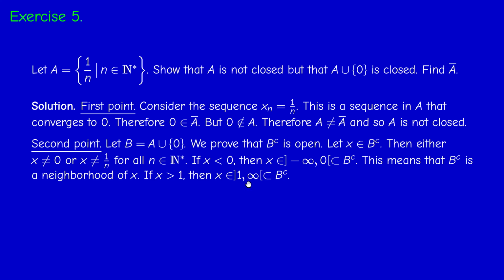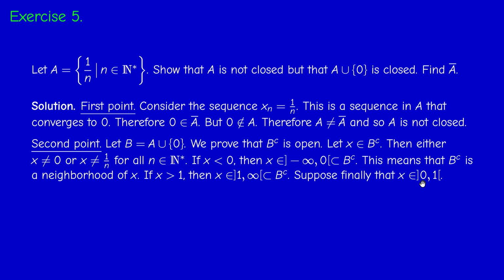Therefore, this whole interval 1 to infinity is contained in the complement, and of course cannot be 0. So any element in 1 to infinity is contained in BC, because it cannot be in A, cannot be 0. And this interval contains x, so once again you have that BC is a neighborhood of x.